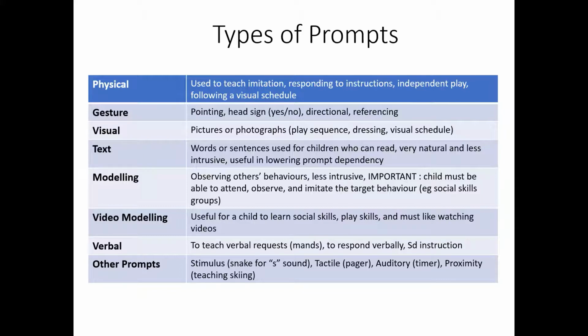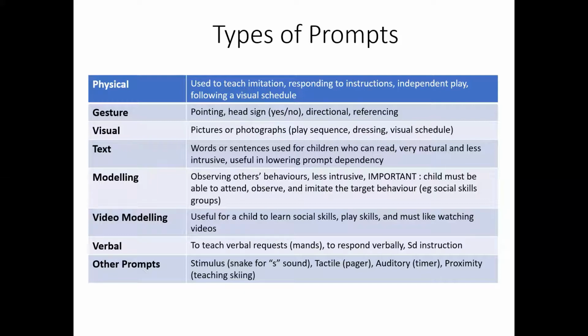So this is gestures that we would do with our body to prompt a child. So this could be pointing to something. So for example, pointing to a schedule, pointing to the clock. If they pick up their garbage, it might be pointing to where the garbage bin is so they know where to put it. So using gestures to help kind of get that behavior and to help them with following instructions. Another type of gesture could be a head sign. So like nodding to say yes or shaking your head to say no. So gestures are often used to prompt children.